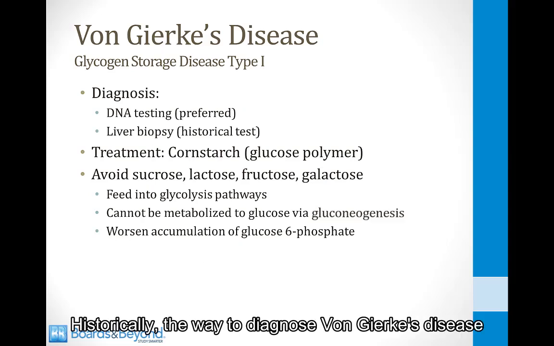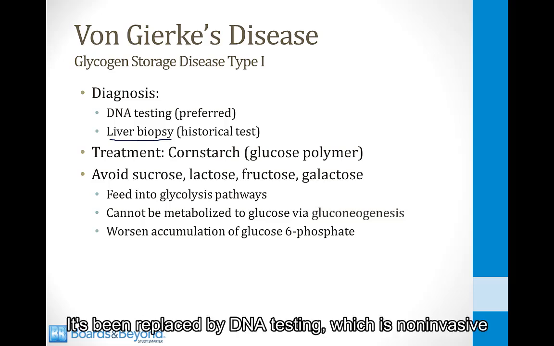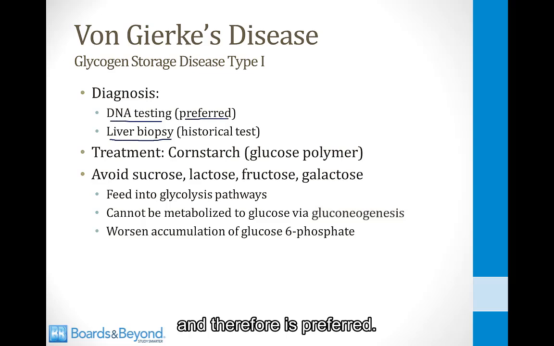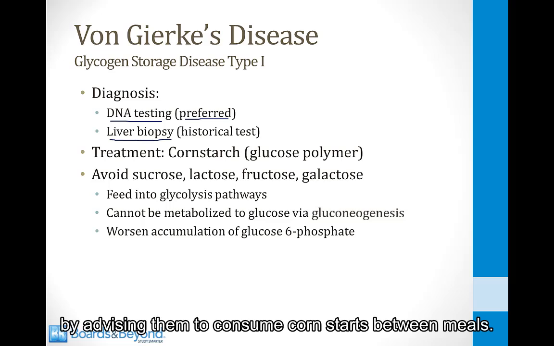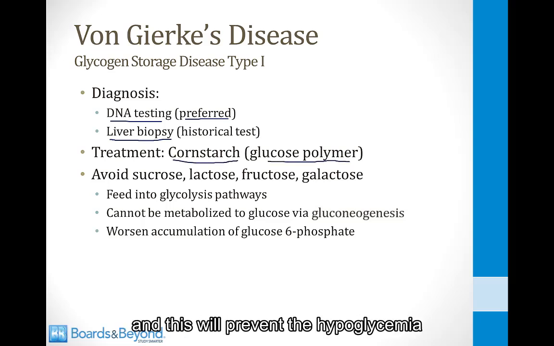Historically, the way to diagnose von Gierke's disease was to perform a liver biopsy on the child and show increased stores of glycogen inside of hepatocytes. This is an invasive test, and in the modern era, it's been replaced by DNA testing, which is non-invasive and therefore is preferred. You can treat these children by advising them to consume cornstarch between meals. Cornstarch is a glucose polymer, and this will prevent the hypoglycemia that would otherwise develop.